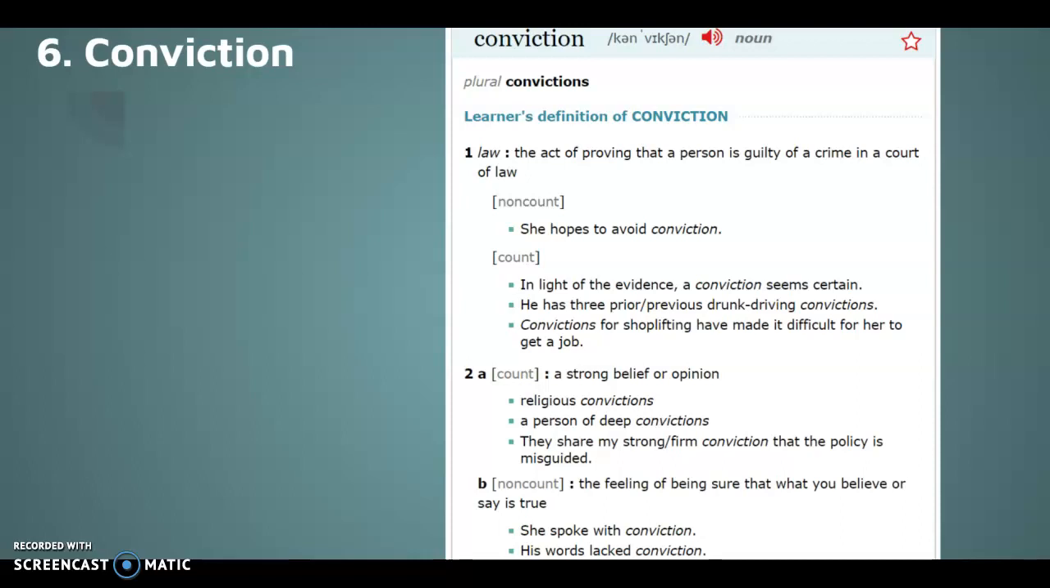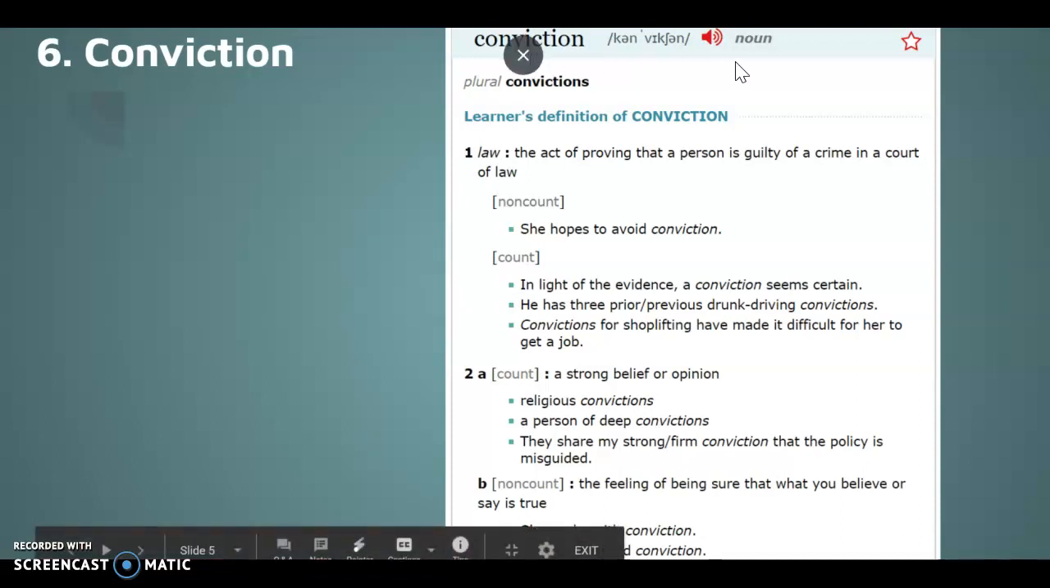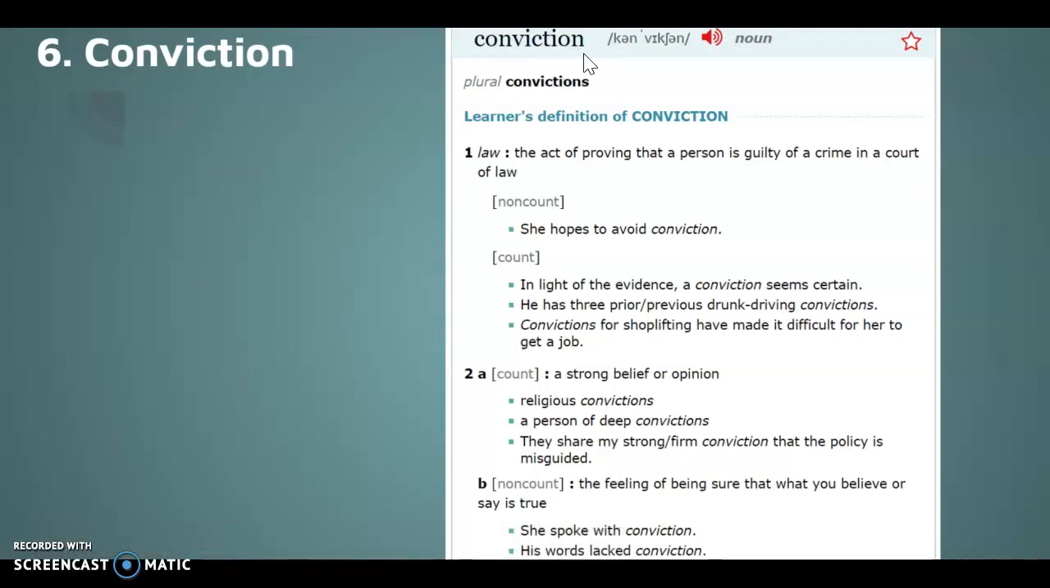Now, the word conviction, we see here from the dictionary entry that conviction is a noun, and one clue that it's a noun is that it ends in T-I-O-N, and plural is convictions. And we also see how many definitions there are for conviction in this dictionary entry. There are two. The first definition is the act of proving that a person is guilty of a crime in a court of law. So if somebody goes to court for a crime and they're convicted of that crime, that means they've been found guilty.